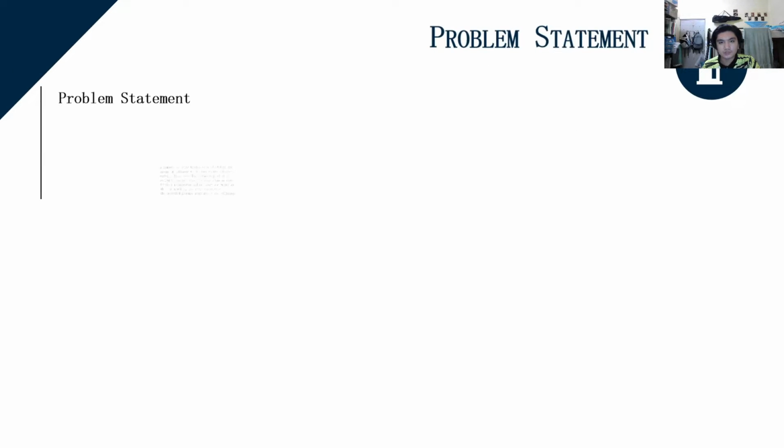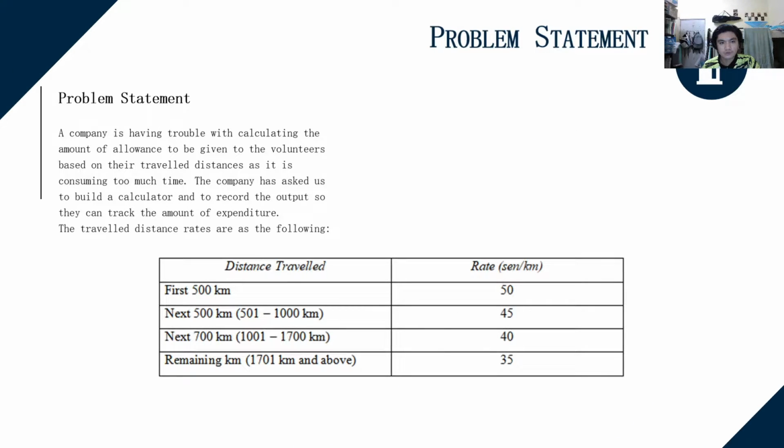The first one is the problem statement. A company is having trouble with calculating the amount of allowance to be given to the volunteers based on their travel distances, as it is consuming too much time. The company has asked us to build a calculator and to record the output so they can track the amount of expenditure.